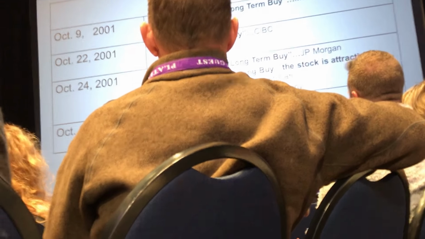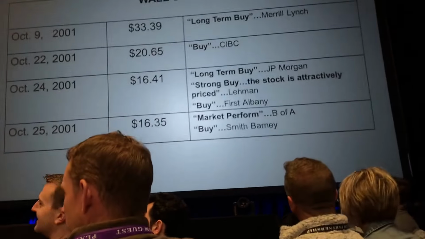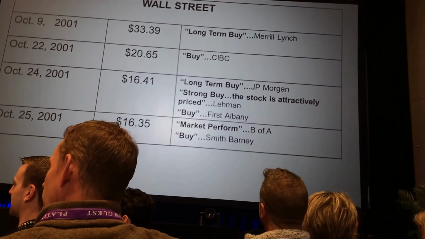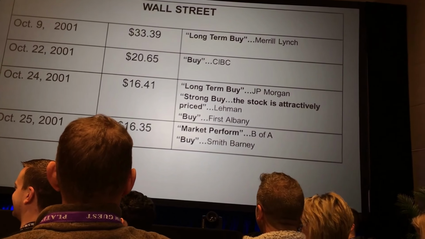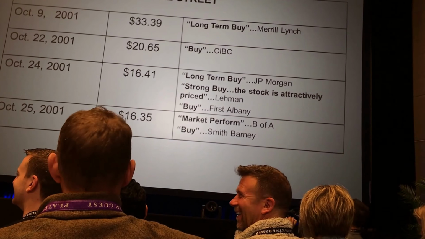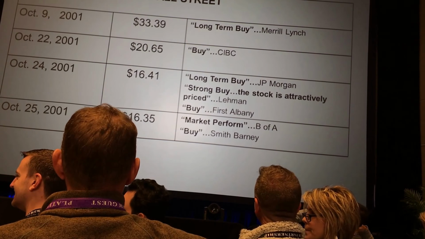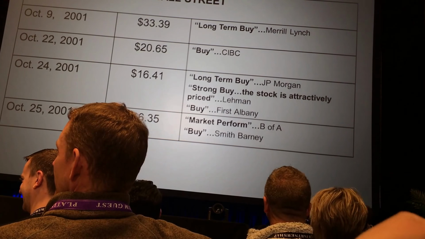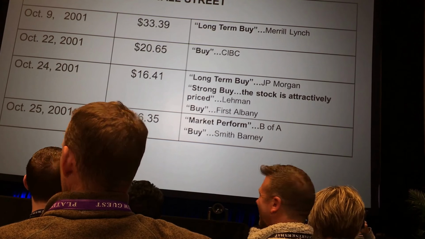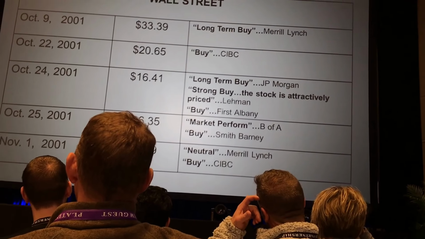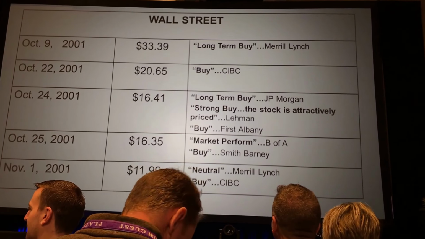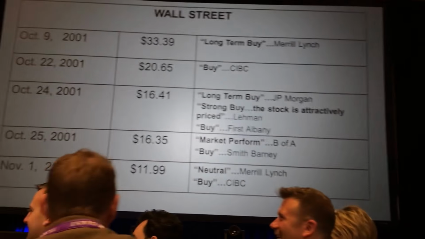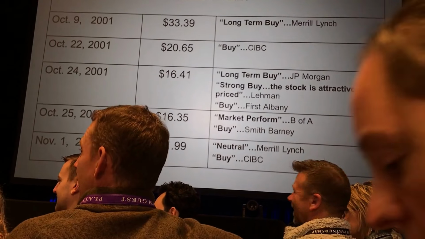Market perform. Market perform. You know, B of A. You know what market perform means? Market perform means I don't have a clue. I don't know. If the market goes up, I think this is going to go up with it. If the market goes down, this is going to go down. I don't know what this thing's going to do. Buy it, said Smith Barney, at 16 bucks a share. Neutral. Neutral, said Merrill Lynch. You know what neutral means? Neutral means, okay, if you already own this, you're fucked.